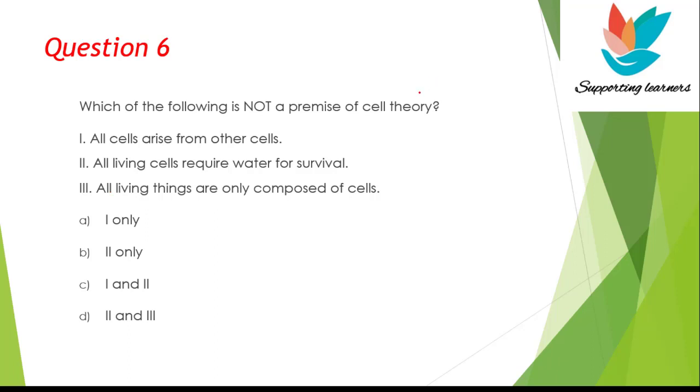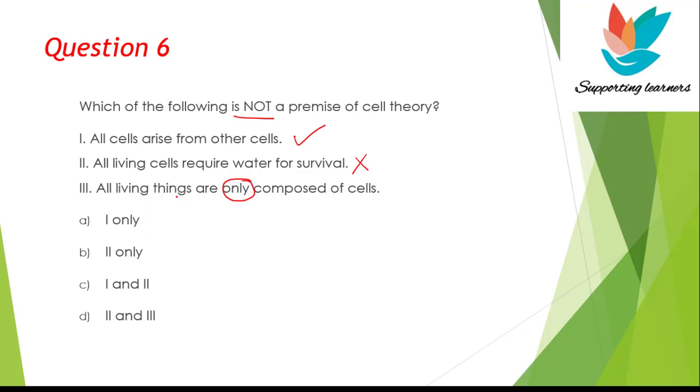Question 6. Which of the following is not a premise of cell theory? First, all cells arise from other cells. Second, all living cells require water for survival. And third, all living things are composed of cells. So first statement, all cells arise from other cells. Yes, this is a premise of cell theory. All living cells require water for survival. This was not described in the cell theory. All living things are only composed of cells.